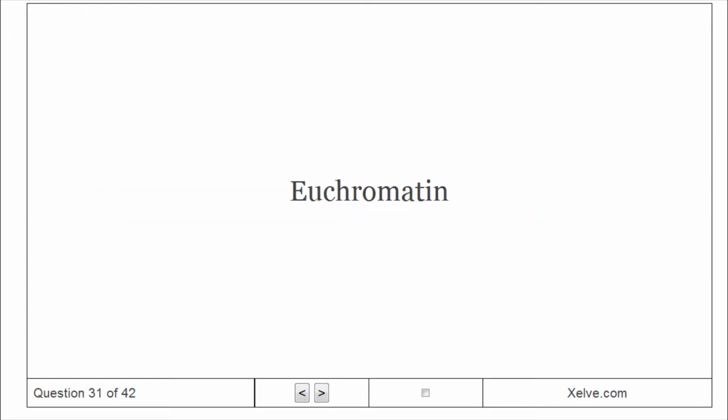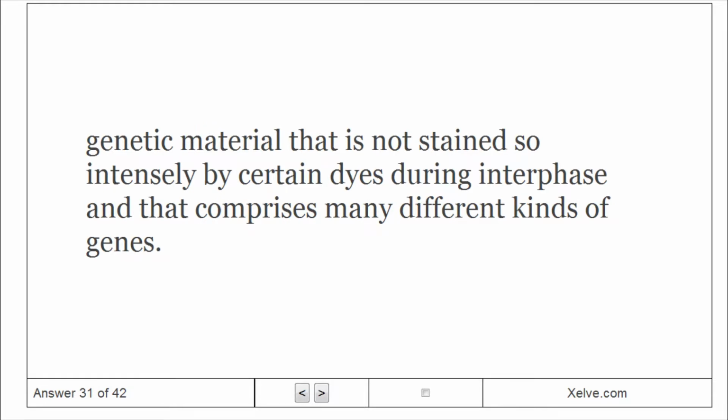Euchromatin. Genetic material that is not stained so intensely by certain dyes during interphase and that comprises many different kinds of genes.